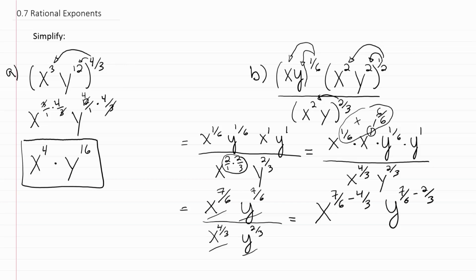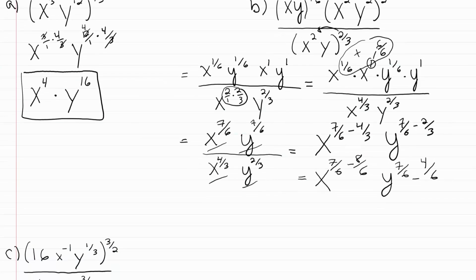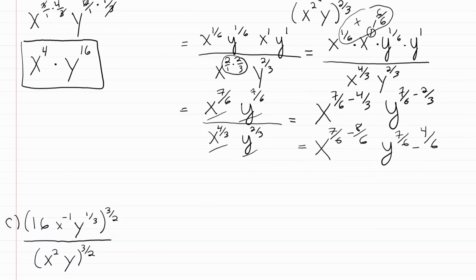All right, so our final step of this process then is to simply simplify those fractions in the exponents. So it'll be x to the 7 over 6 power. To rewrite 4/3 with something with a denominator of 6, we're going to multiply top and bottom by 2, giving you 8/6. And then for the y, it's going to be the same. We're going to have 7/6 minus top and bottom will multiply by 2. We'll get 4/6.